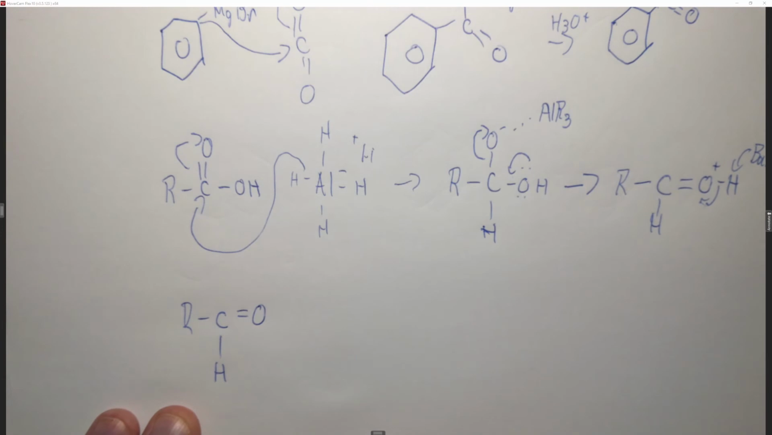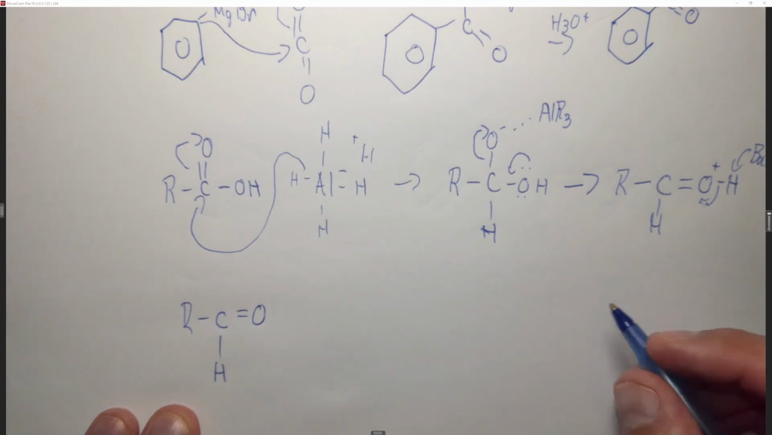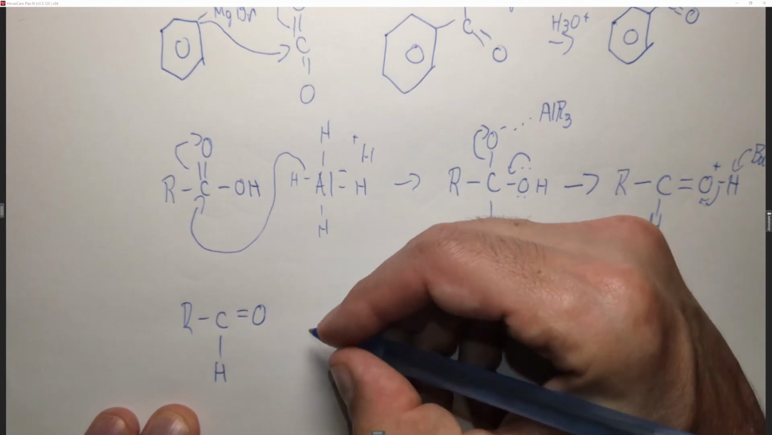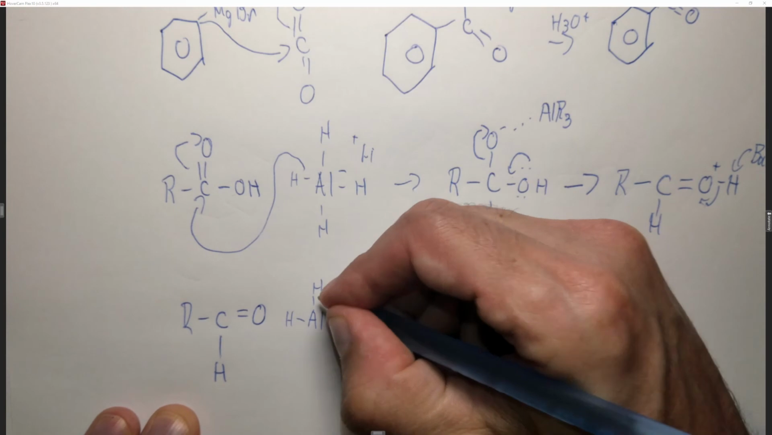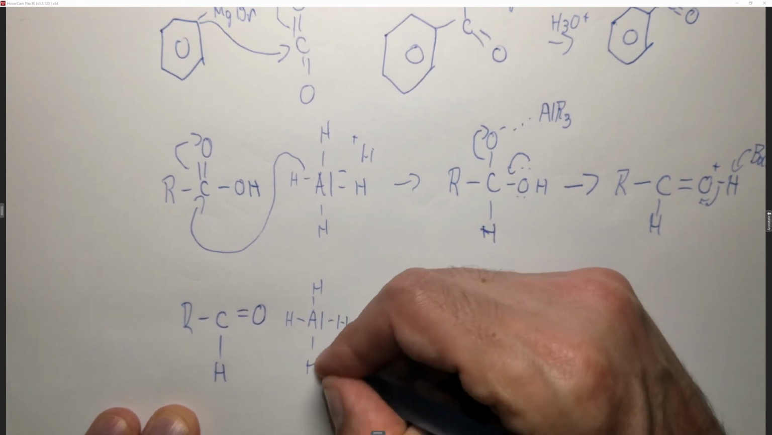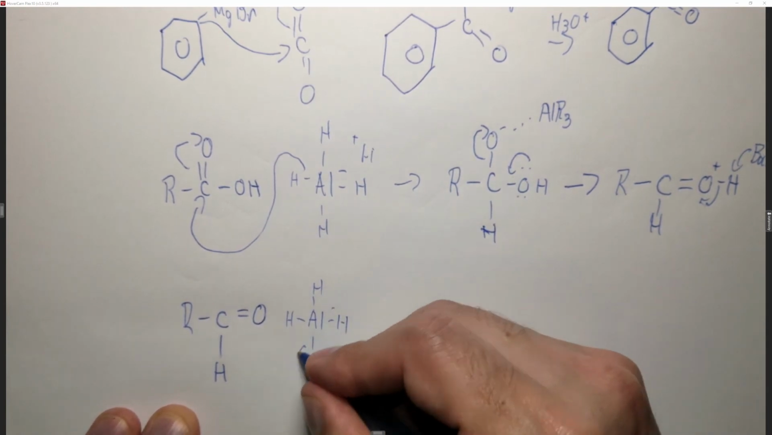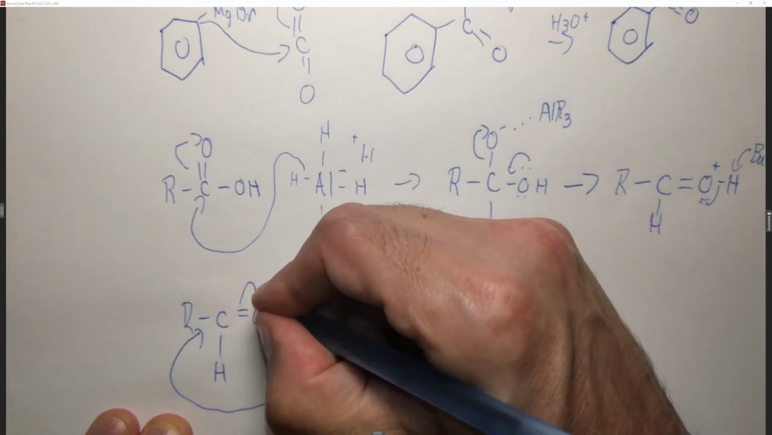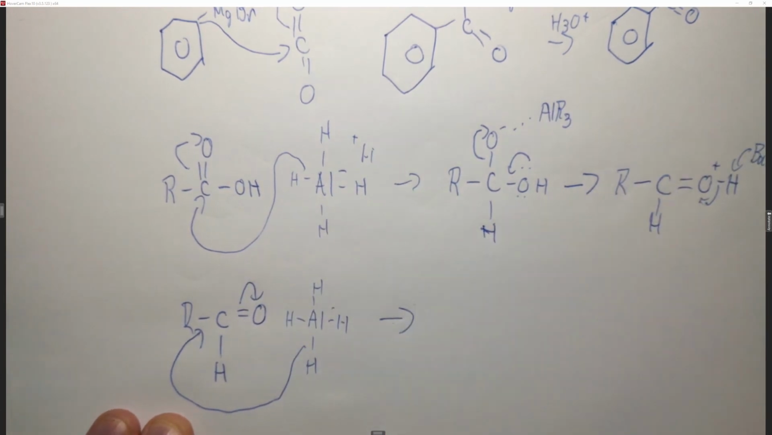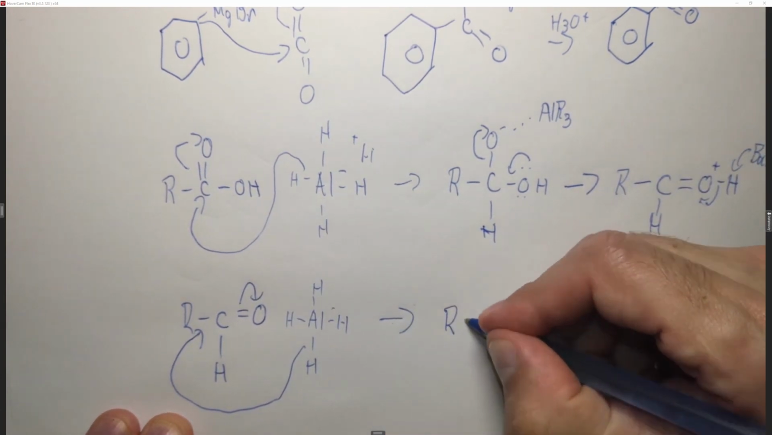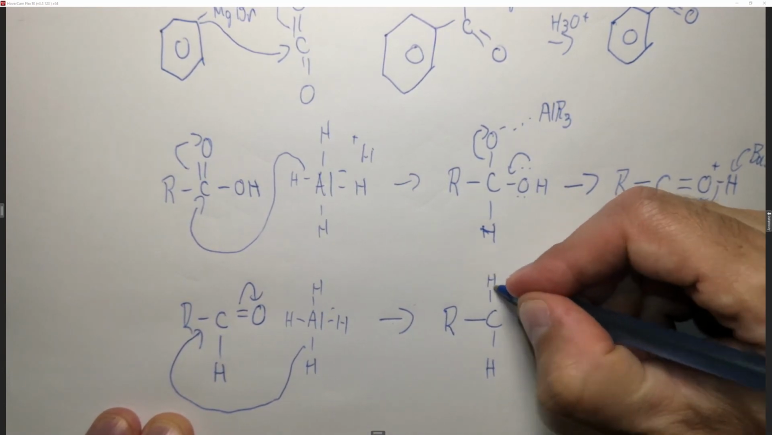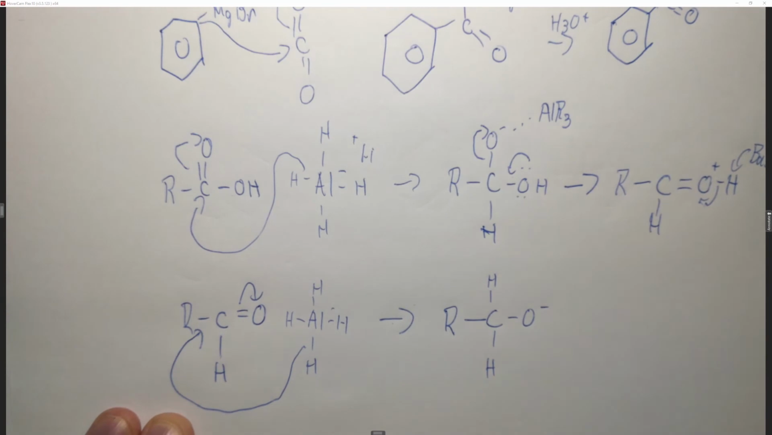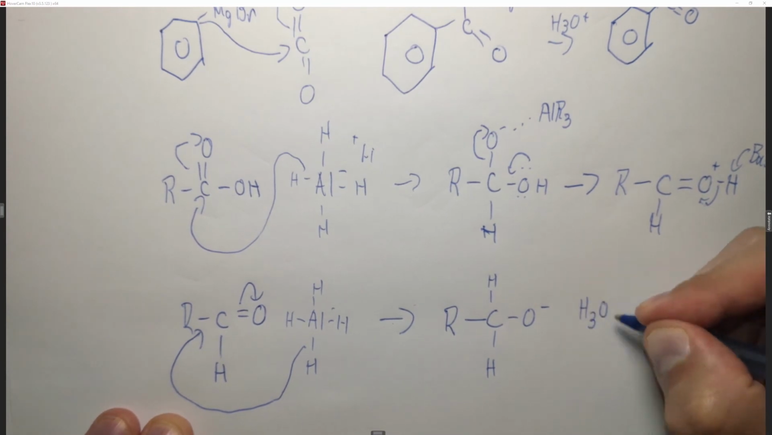Well, this reaction mechanism you've actually seen before. And what happens is we have lithium aluminum hydride. So we have Al, H, H, H, H. This is the source of H minus. This comes in, kicks this up. Now we're closer to the alcohol. We get R, bond C, bond H, bond another H, bond O minus. We add H3O plus.